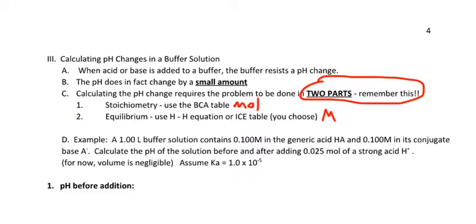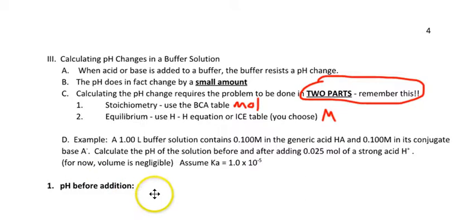So let's check this out. For example, a 1 liter buffer solution. Why do I have to worry about liters? Because you have to worry about moles. It contains 0.100 molar of the generic acid HA and 0.100 molar of its conjugate base A minus. Calculate the pH of the solution before and after 0.025 moles of a strong acid H plus, like hydrochloric acid, nitric acid, whatever, is added. For now, volume is negligible. Let's assume the Ka is 1 times 10 to the negative fifth.